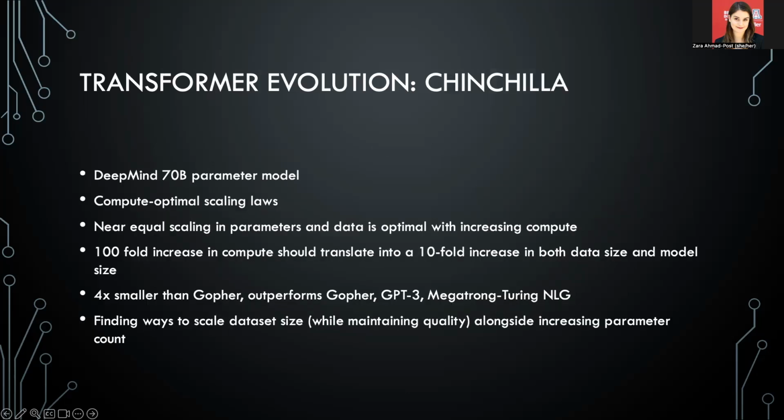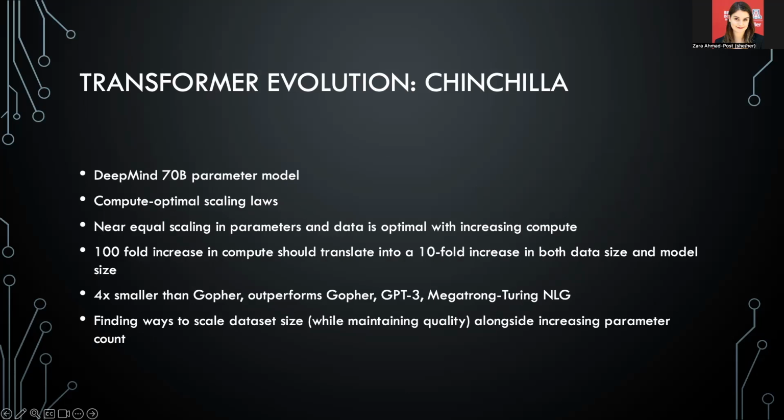Chinchilla is DeepMind's 70 billion parameter model. And this was interesting because we got into some compute scaling laws, and this is what's been driving some of the decision making behind cloud architectures and cloud resources around how much compute, how much memory, how much GPU do we need.